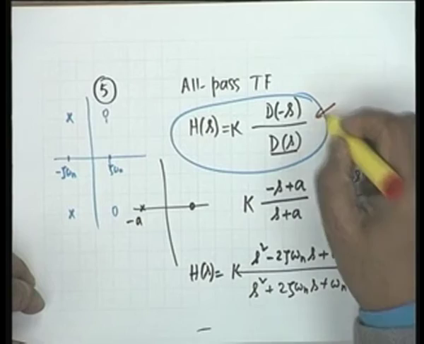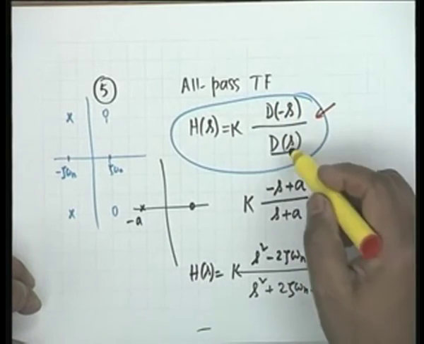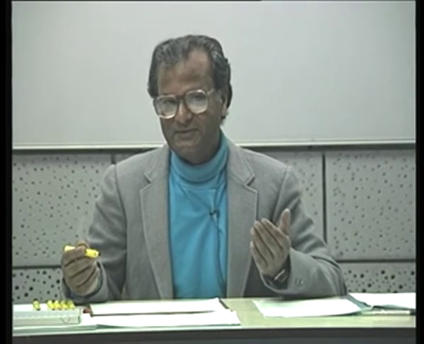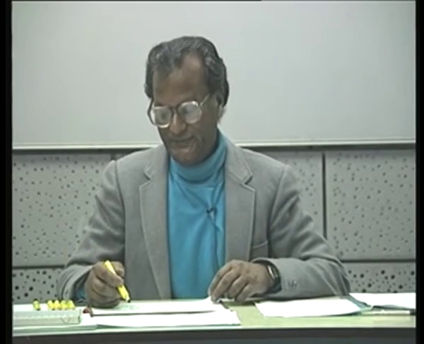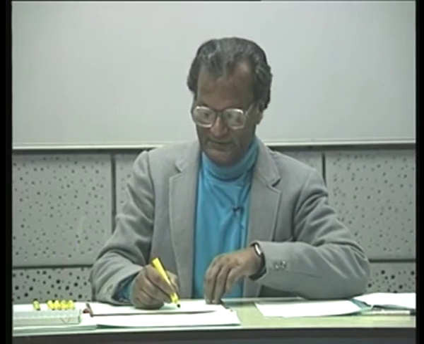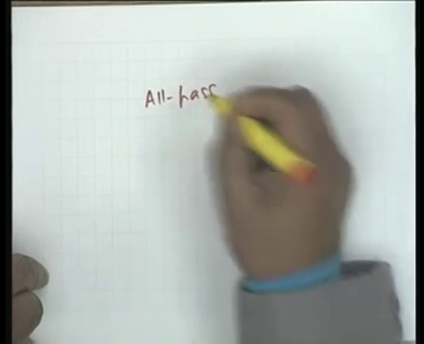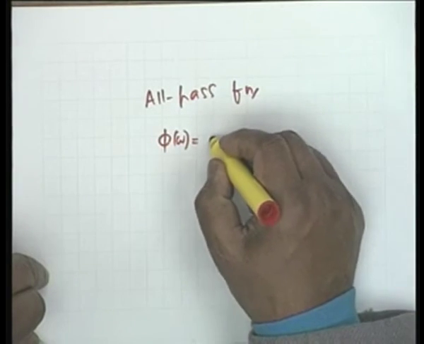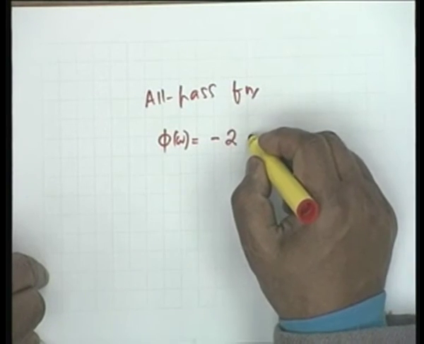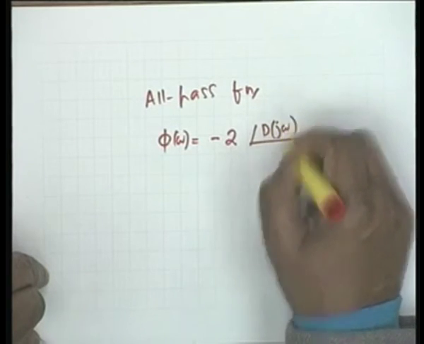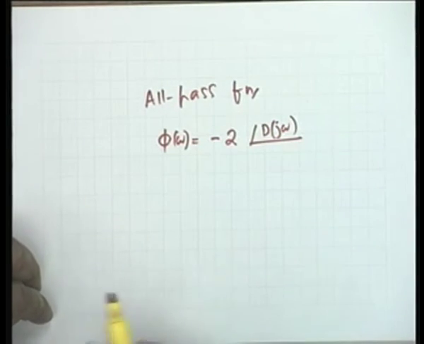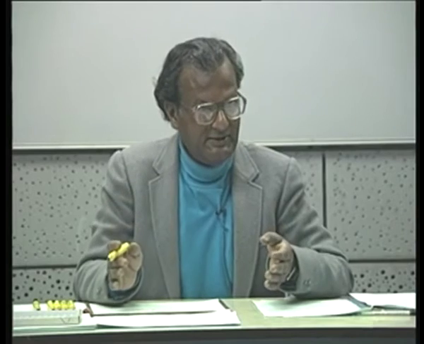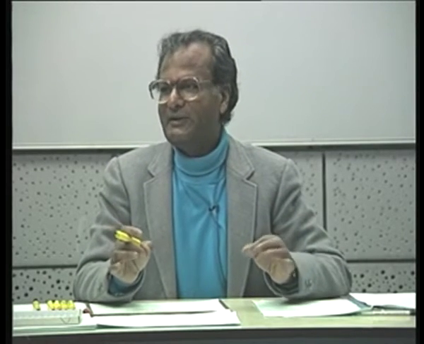Now, if that is so, what can you say about the angle of D of minus s and the angle of D of s? The same, but with a change of sign. That is right. And therefore, for an all pass network function, phi omega would be equal to minus twice the angle of D j omega. Is that clear? Minus twice angle of D j omega. Minus angle of D j omega is contributed by the denominator, and the same shall be contributed by the numerator.